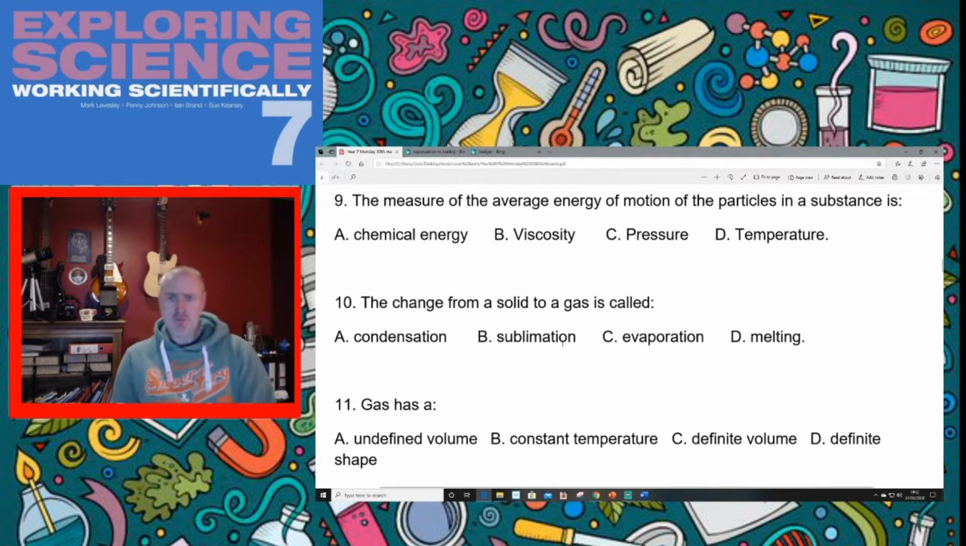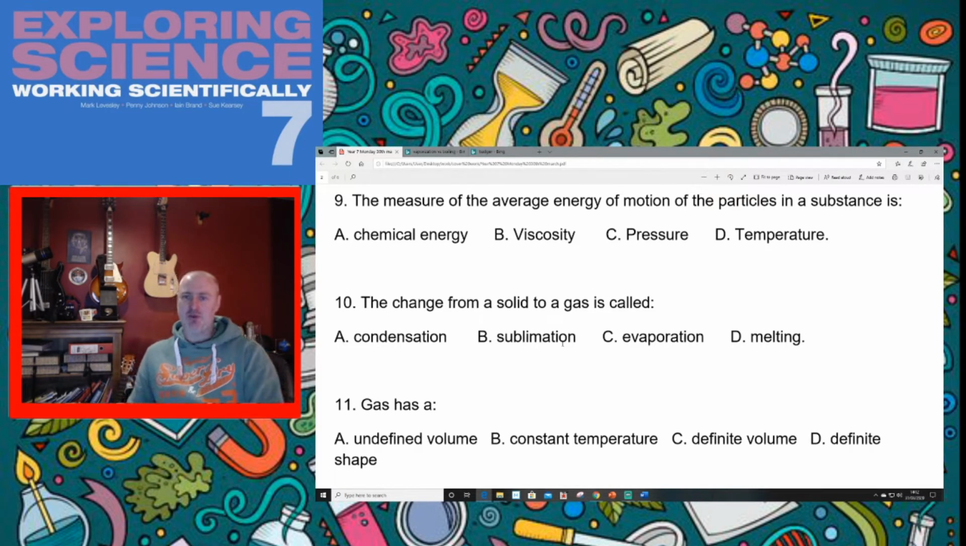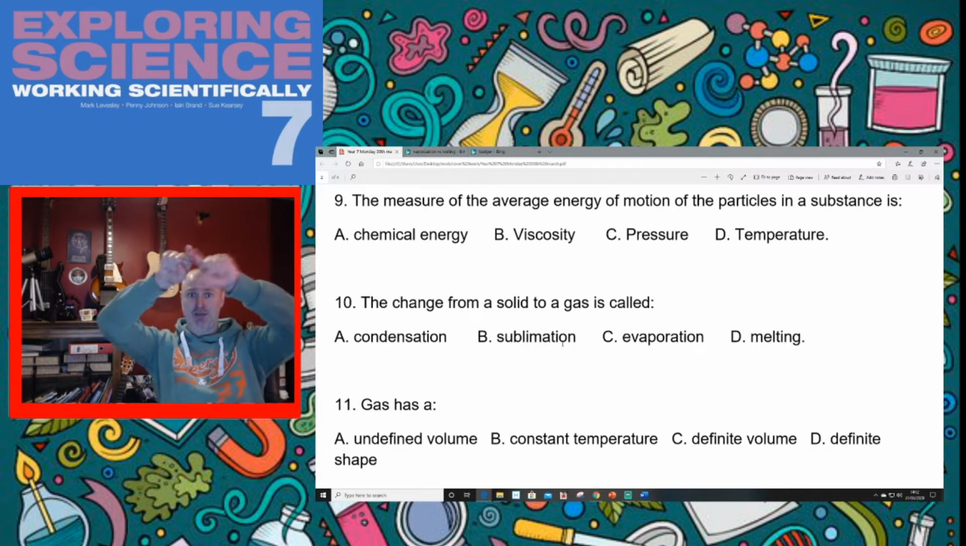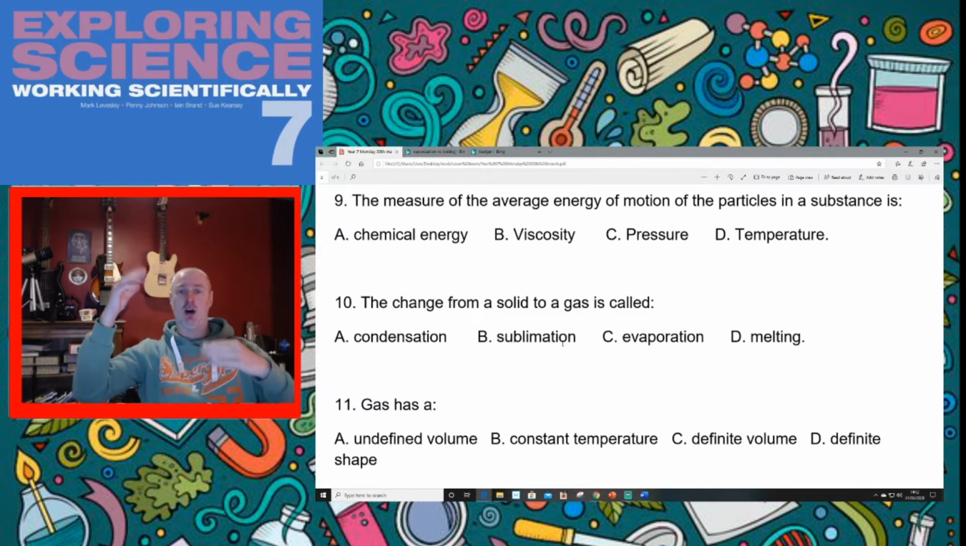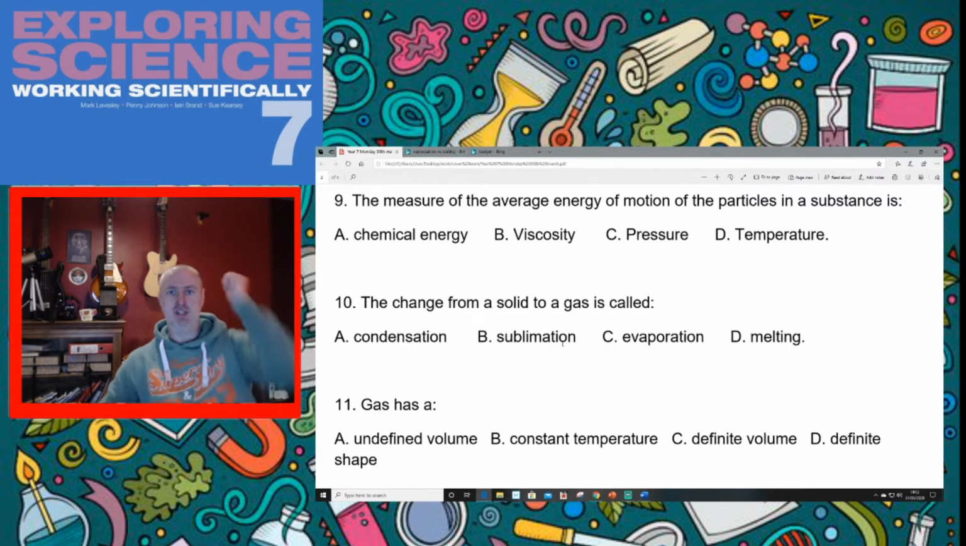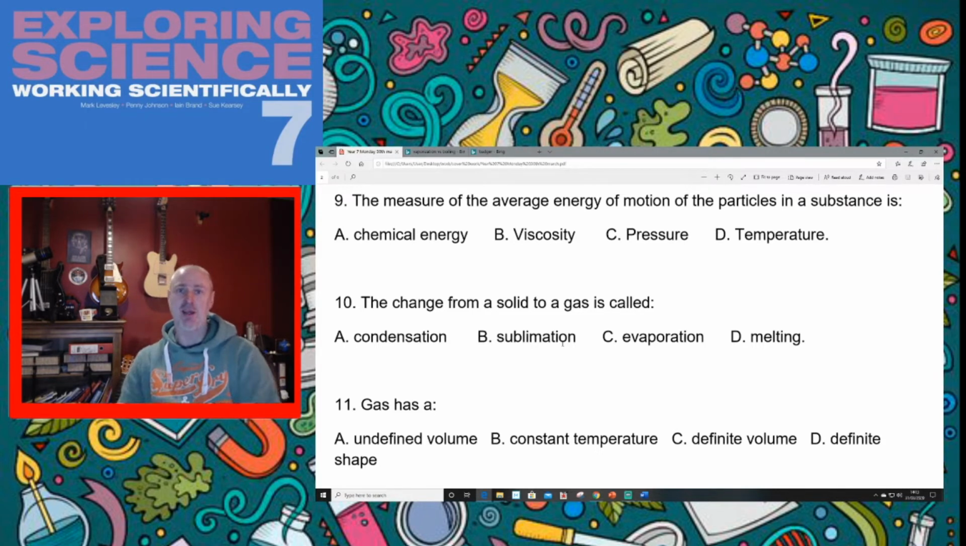Question 9. The measure of the average energy of motion of particles is... What a great question. There's a lot to talk about here. When we talk about the energy of a particle, we're talking about its kinetic energy. I can imagine a box in front of me, and all the particles of air in that box are flying around, but they don't all fly around at the same speed. Like smashing open some pool balls when you're breaking in a pool match on a pool table. All the balls are going to fly around, but they're not all going to travel at the same speed. They all have different amounts of energy, right? That energy we call kinetic energy, movement energy.